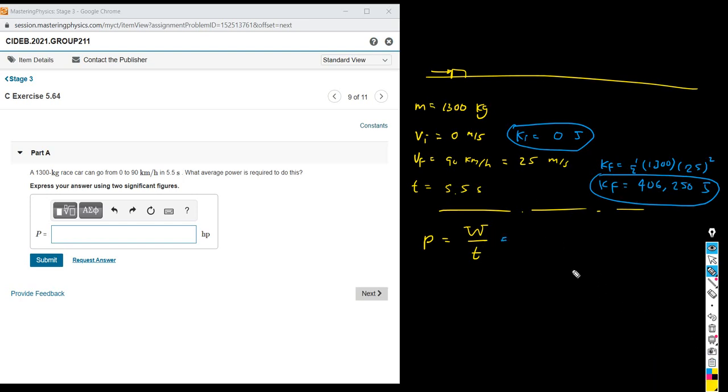So it's going to be this much. Let me go back to yellow. It's going to be equal to 406,250 joules over this much time, 5.5 seconds. And that's it, guys. You perform this calculation and you get the average power that should be placed in here for a correct answer. And that solves problem 9. It was quite simple.